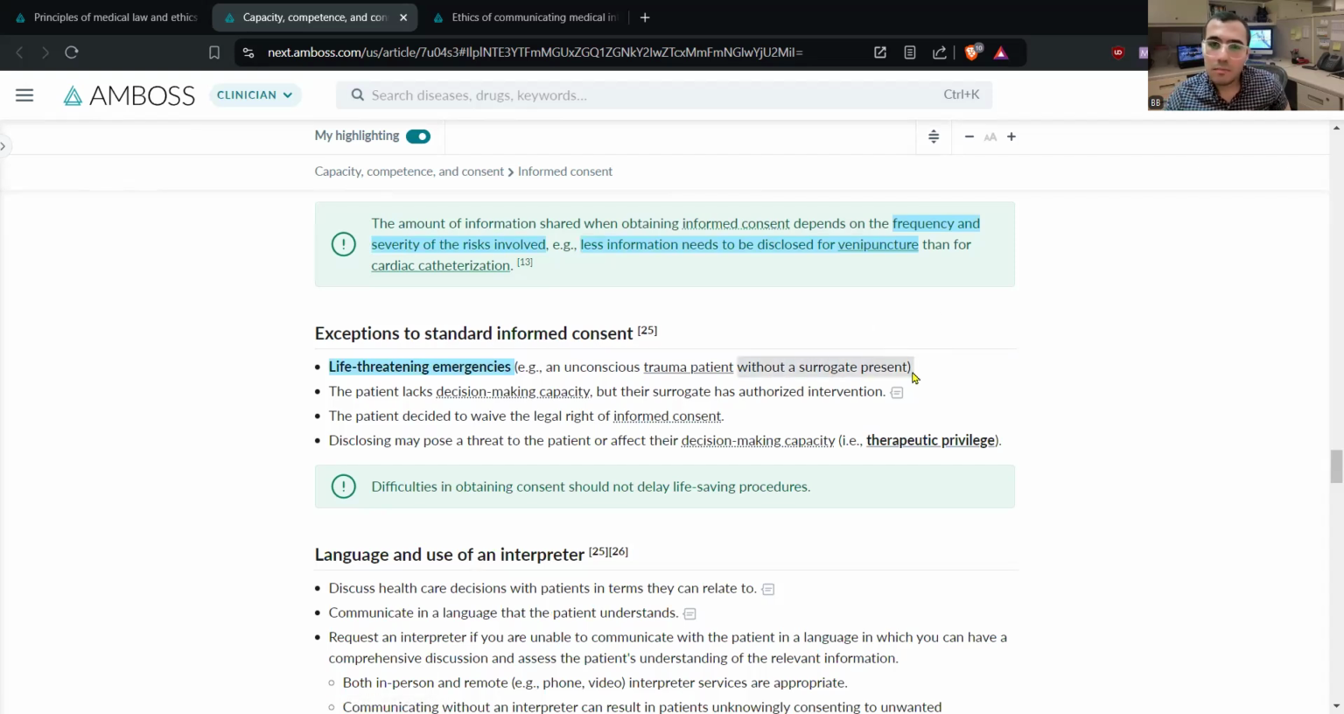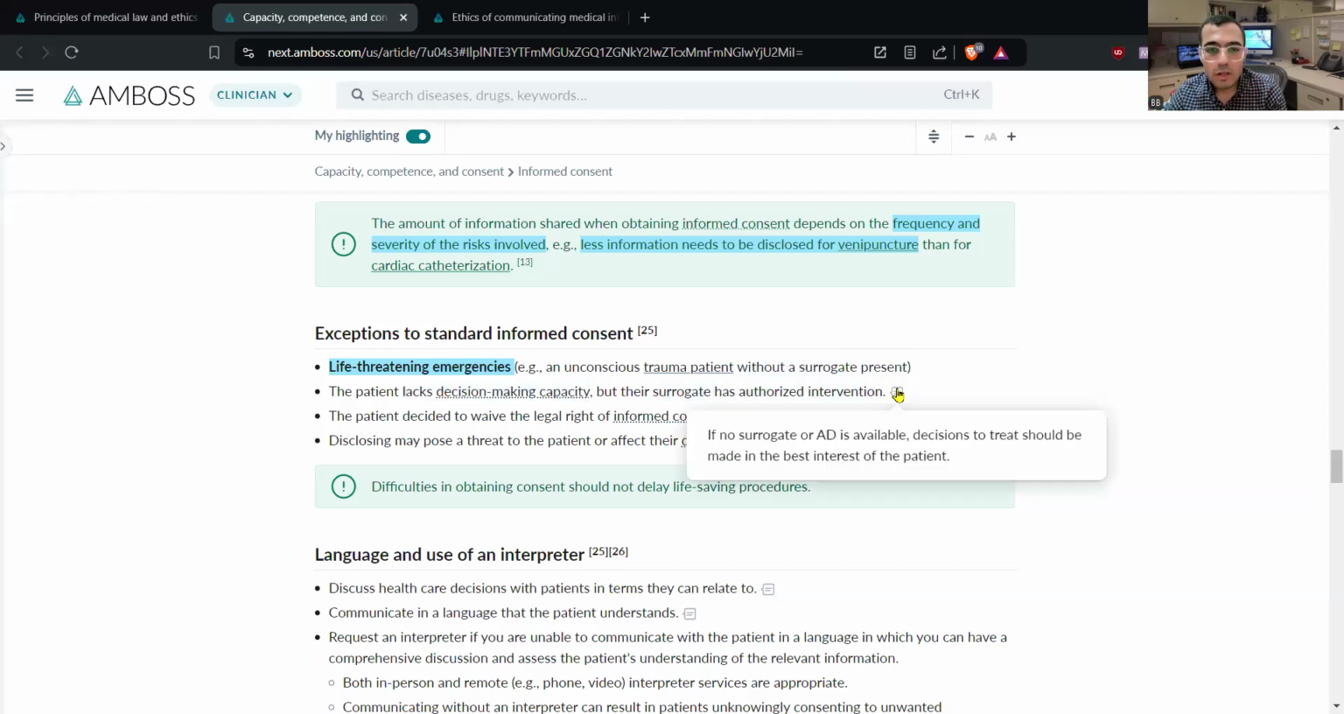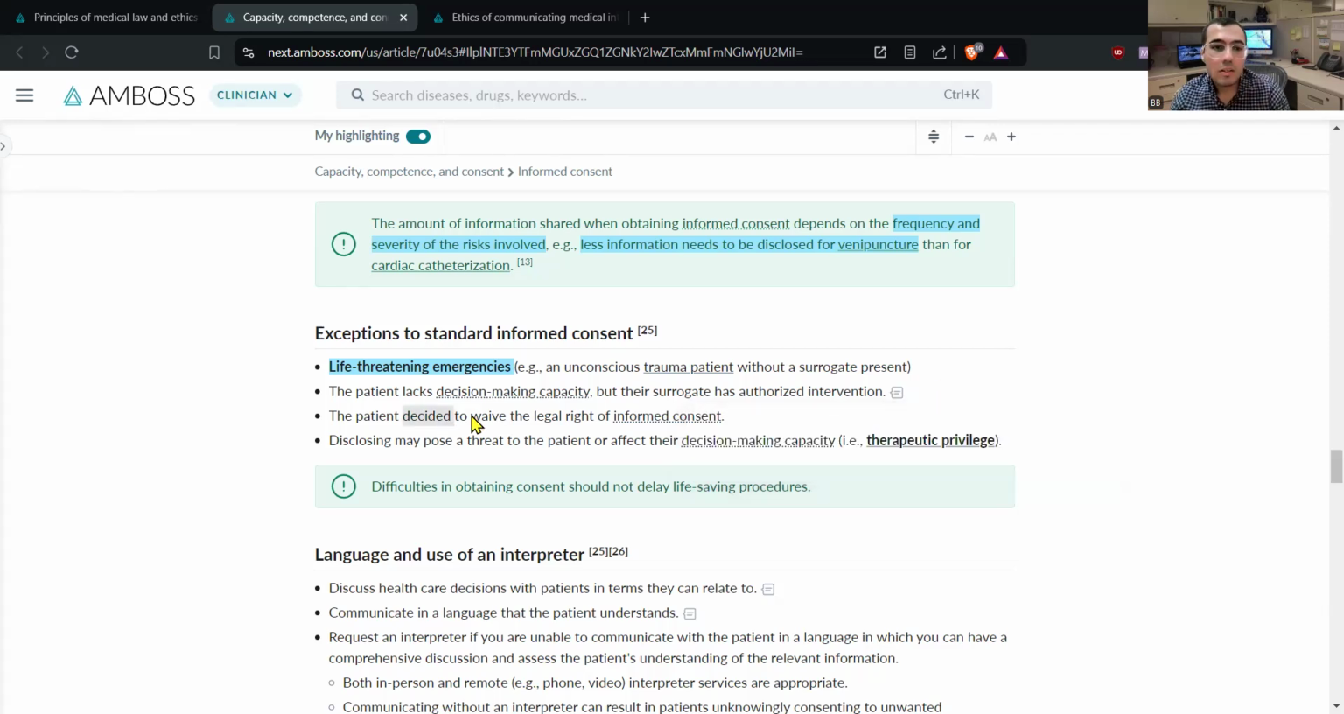Okay. Exceptions to the standard informed consent: life-threatening emergency, like an unconscious trauma patient without a surrogate. If they need to be mechanically intubated right now, or they are dead and need to be resuscitated, I should move on without informed consent. Those four points are very important, okay? The patient lacks decision-making capacity, but their surrogate has authorized the intervention. If there is no surrogate or advance directive available, decisions to treat should be made in the best interest of the patient. The patient decided to waive the legal right of informed consent.